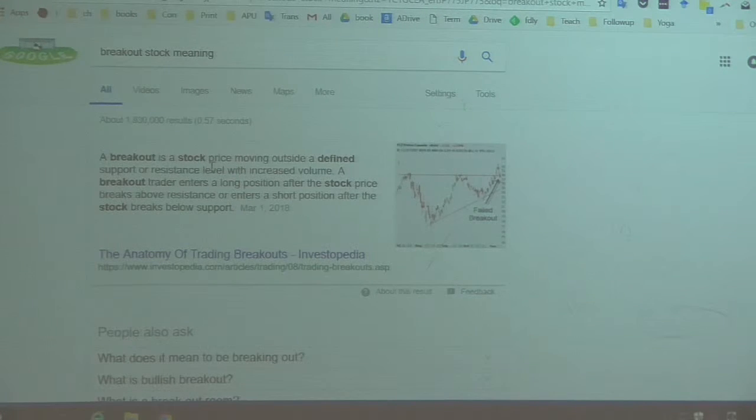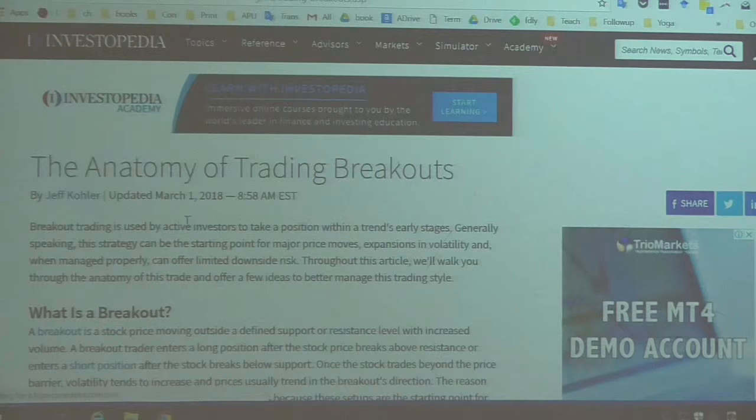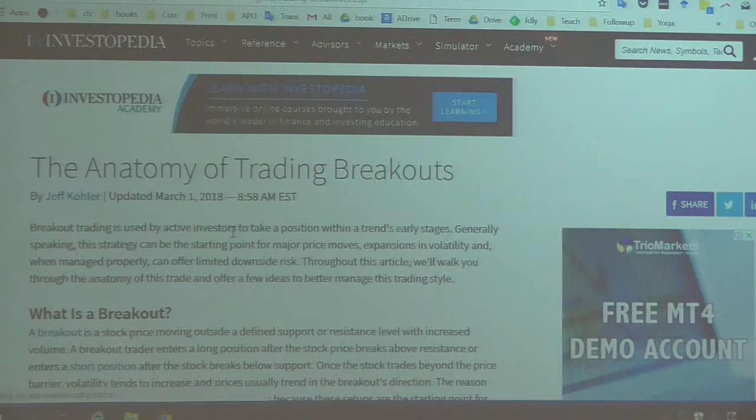A breakout is a stock price moving outside a defined support. So support usually means like some kind of lower bound and upper bound. This is Investopedia, a good site. Breakout is used by active investors to take a position within a trend's early stages. So you think you identify a trend, and then you say, well, I see it's going up, so I should buy it now. Or I see it's going down, so I should sell it short.